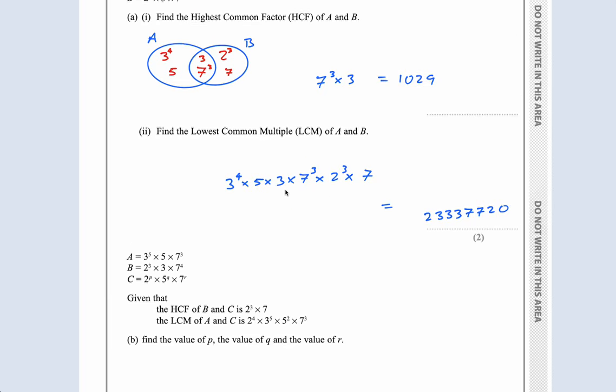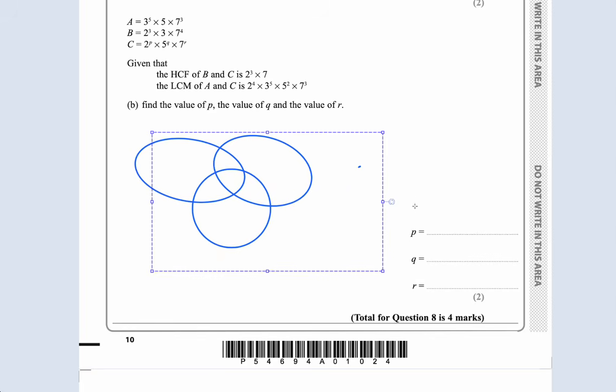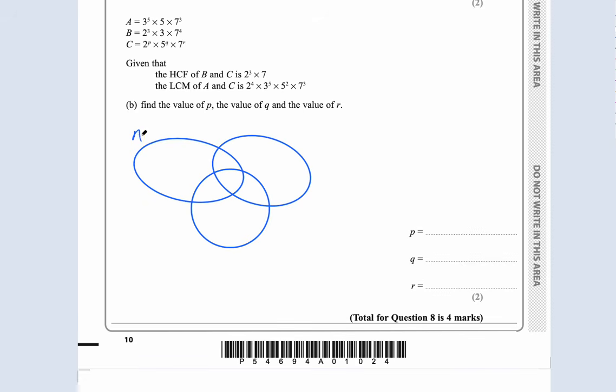Okay, next question. And this, by the way, is hard, guys. It says A is this still, B is this still, and C, we don't know what C is, and we need to find P, Q, and R. So first, definitely, let's draw a Venn diagram, but this time there's going to be 3. Okay, that's acceptable. This is A, B, and C. So we need to fill out this Venn diagram.